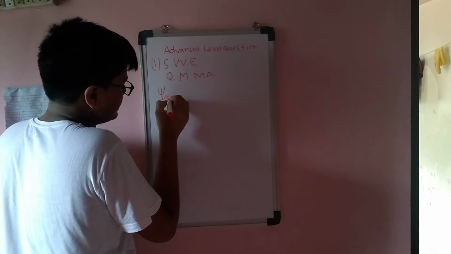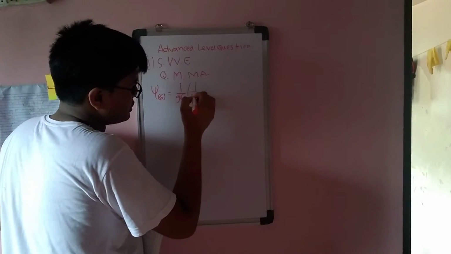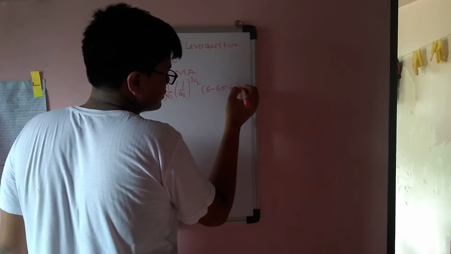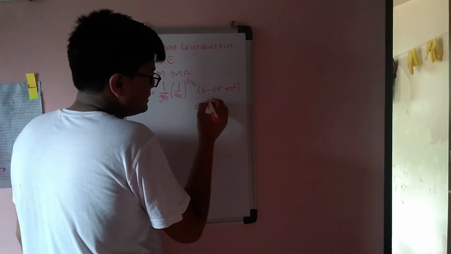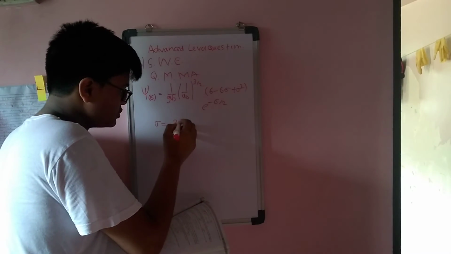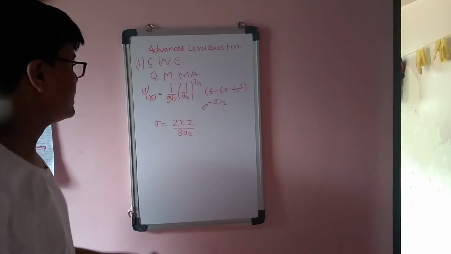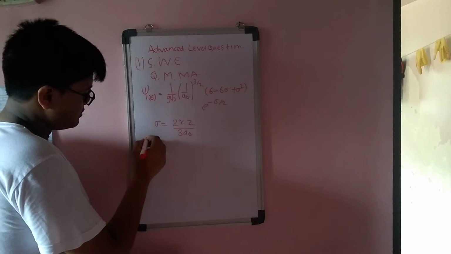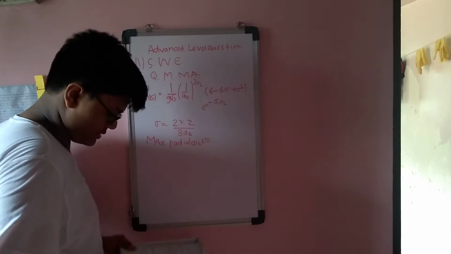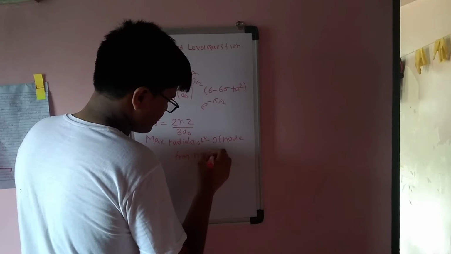There is a wave function psi of 3s orbital, which is 1 upon 9 root 3 into 1 upon a naught raised to 3 by 2 into 6 minus 6 sigma plus sigma square into e raised to minus sigma by 2, where sigma equal to 2rZ upon 3 a naught. Okay, so we have to calculate the maximum radial distance of node from nucleus.